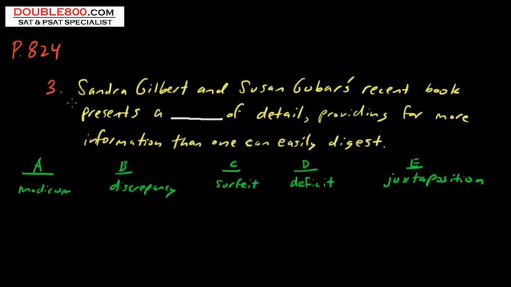In this lesson, we'll review a sentence completion problem. This is part of the critical reading. We're on page 824, question 3. 3 out of 5, this is a medium difficulty problem.